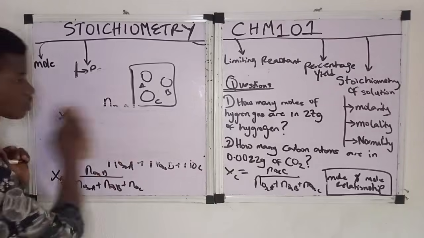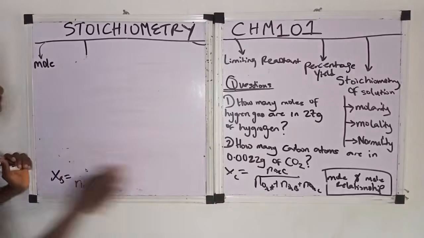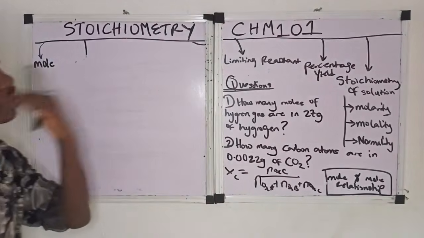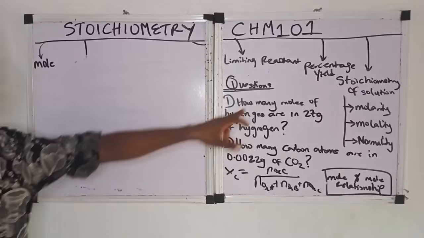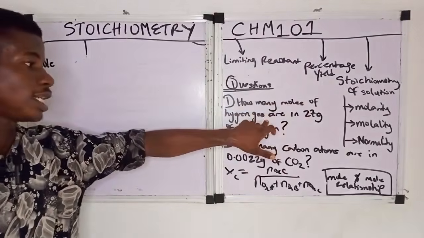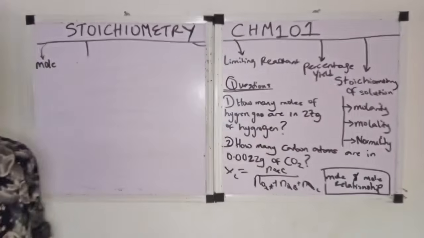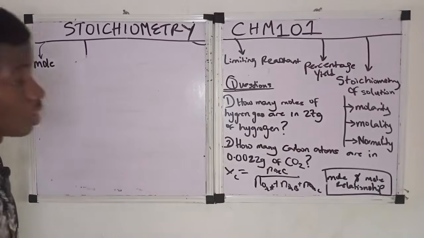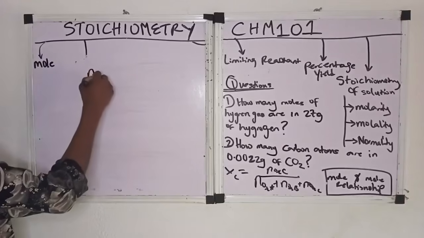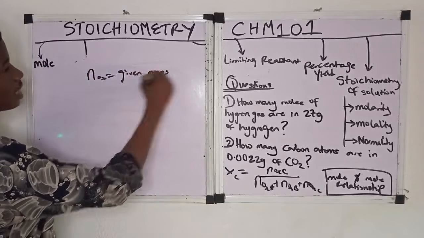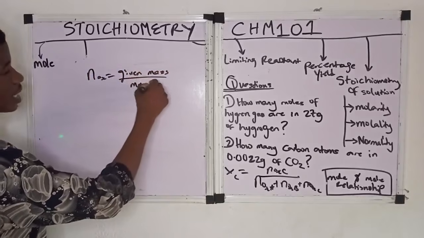Now before I move to the next part, let's do a few calculations under mole. If you look at the very first question, I said how many moles of hydrogen gas are in 27 grams of hydrogen? So this is very easy. Remember, I gave you three formulas to calculate the number of moles. The first formula is the number of moles is equal to given mass divided by molar mass.